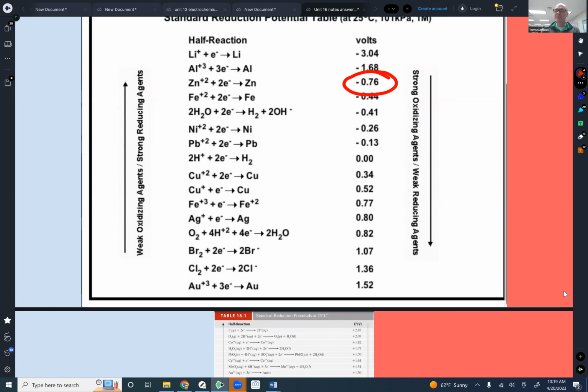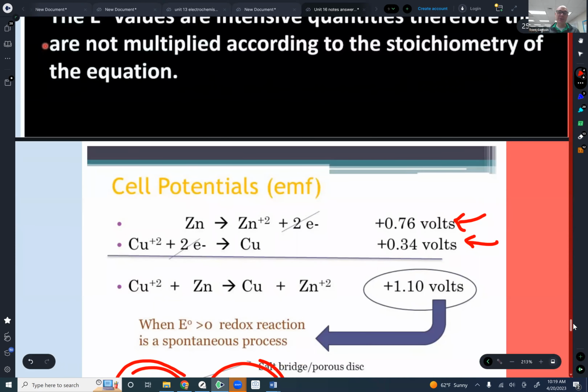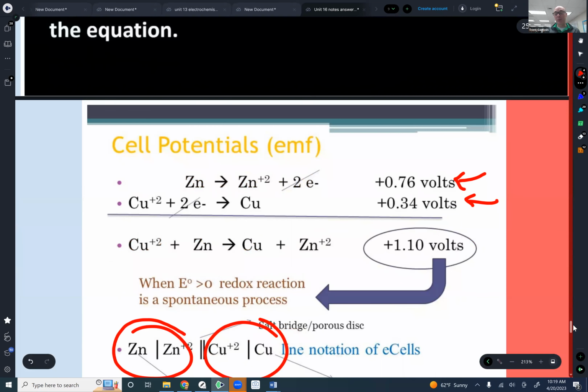Remember, it's times a negative to make it into a positive. And copper is down here at positive 5.2. Let's hope that those match up with what they have used here. They used 0.34. All right, well, we'll just take their word for what they have chosen for theirs. Maybe I chose copper +1.